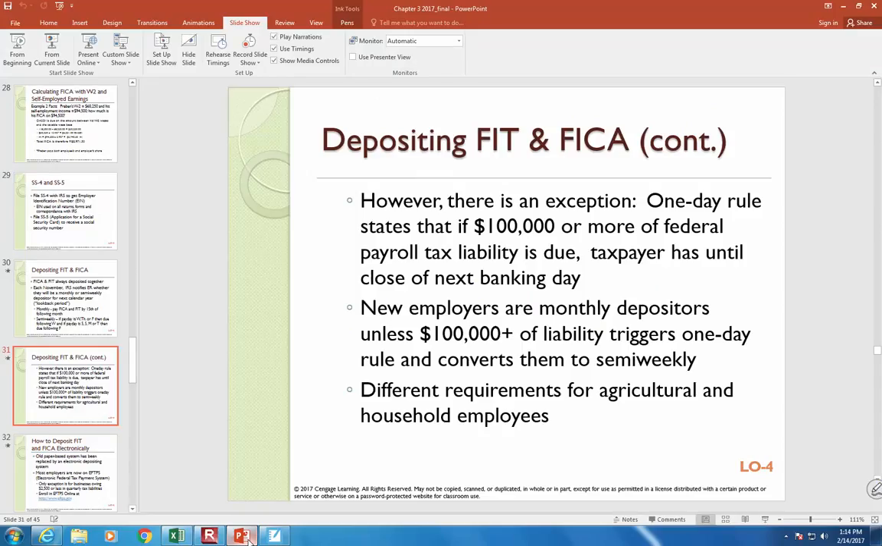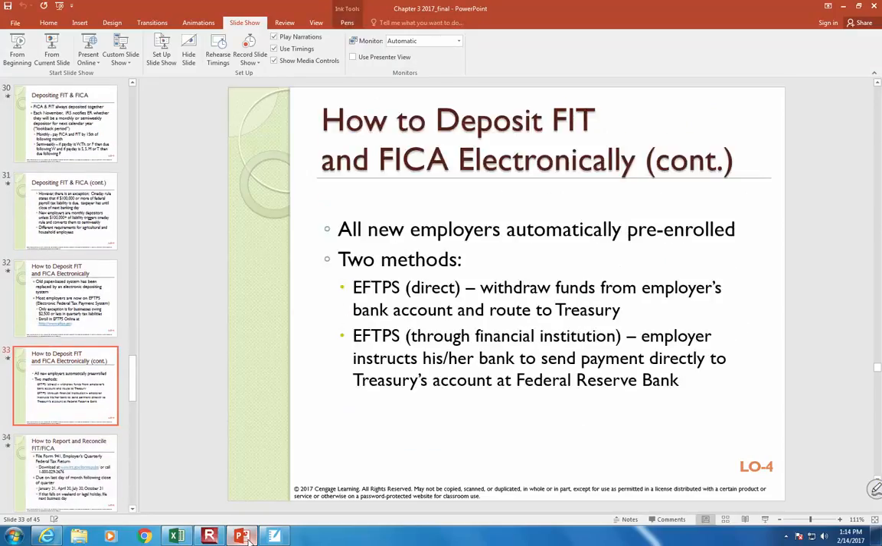All right, we've got to get going here. So, how do you deposit? I'm going to let you look at the rest of these on your own. You deposit electronically. This you need to know. It's called EFTPS, Electronic Federal Tax Payment System. Where does it say that? Electronic Federal Tax Payment System. And that's how you pay your taxes to the IRS.